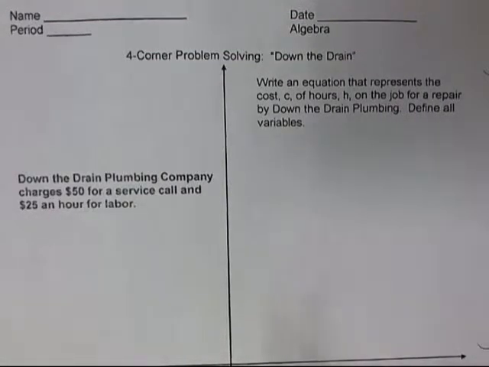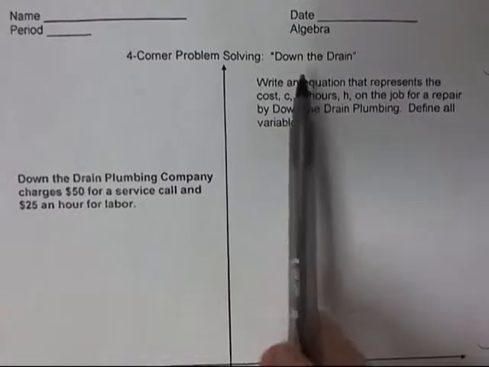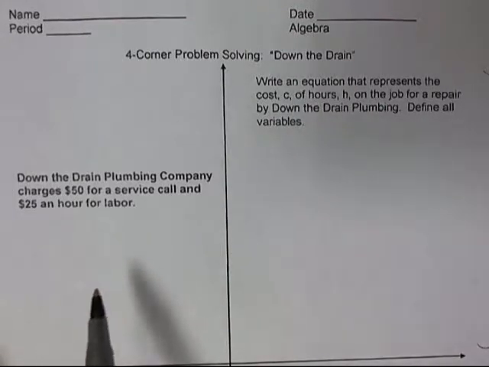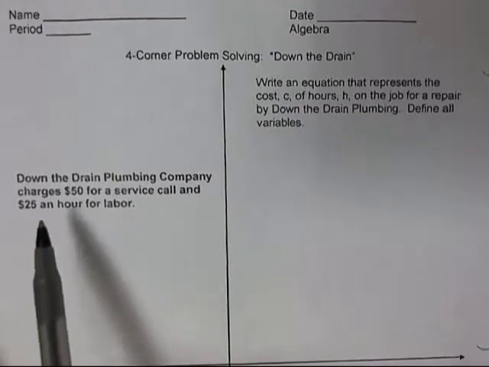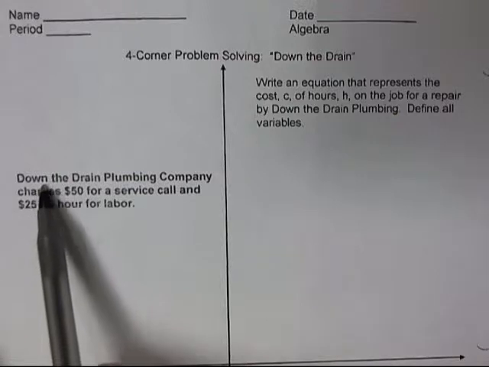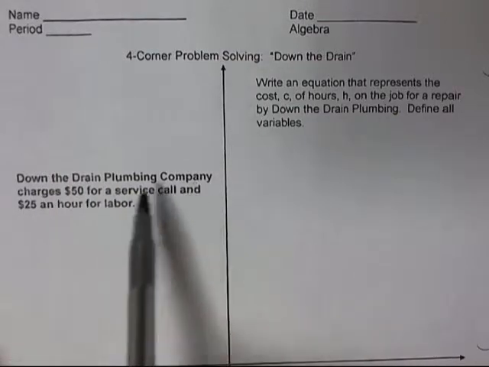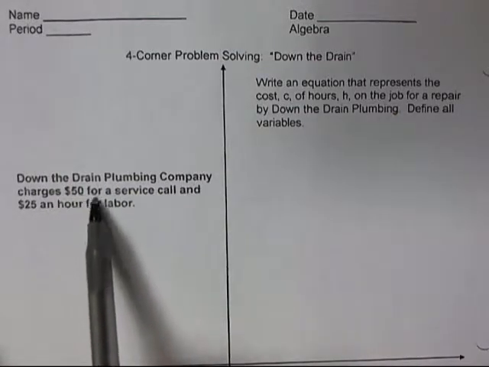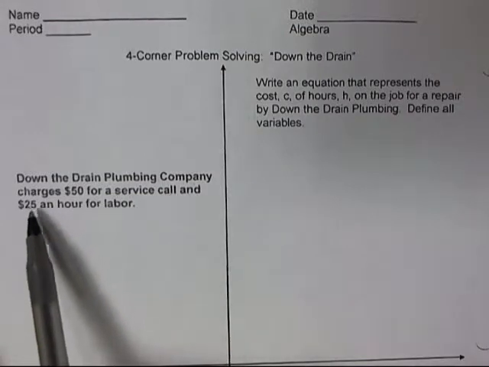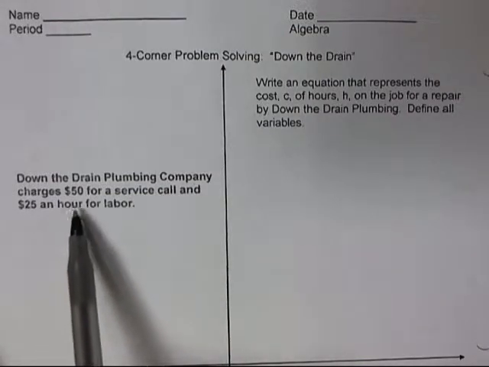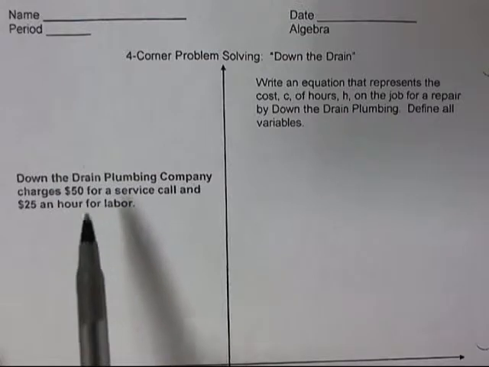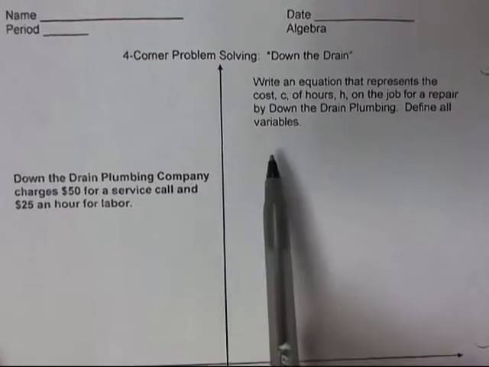We have a four-corner problem solving called Down the Drain. In your upper left-hand corner, you have the problem, which is: Down the Drain Plumbing Company charges $50 for a service call and $25 an hour for labor. So this is our problem. Let's look in the upper right-hand corner.